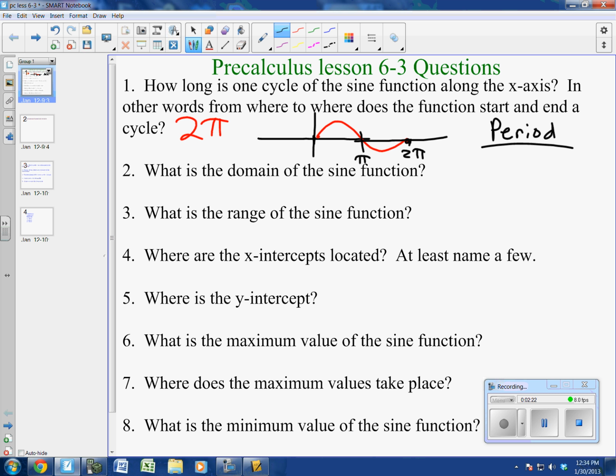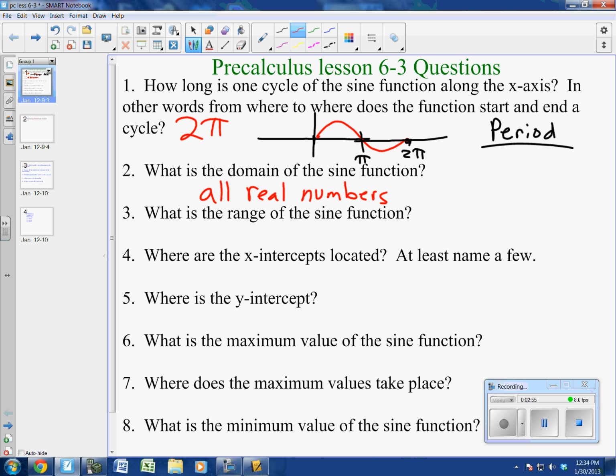Number 2, what is the domain of the sine function? What do you think? It is all real numbers, Ramon said. Well, let me ask you this: how far to the right is this function going? Forever. How far left is it going? Does it take on every value in between? Yes, so it's going to take on every single x value. So the domain is all real numbers.